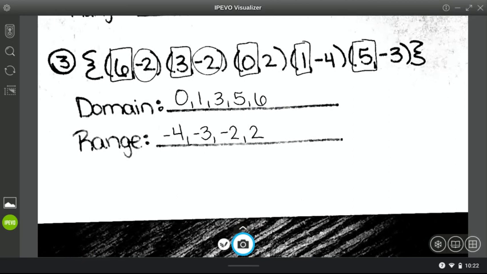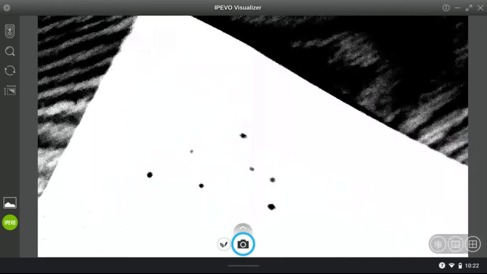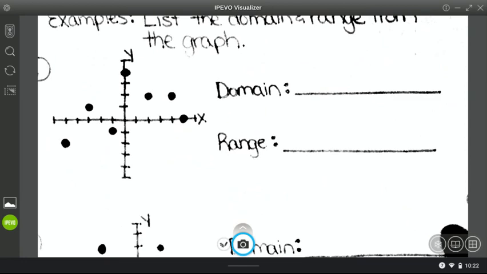All right, are we ready to tackle some graphs? Do you guys think that you could handle this on an assignment? Okay, so, all right, so let's just take a look at a graph.